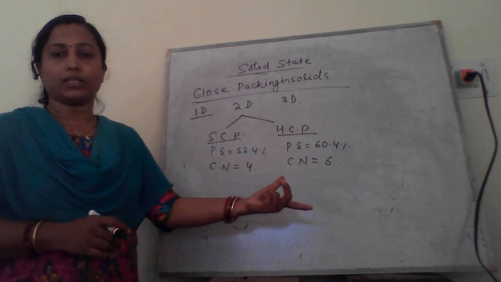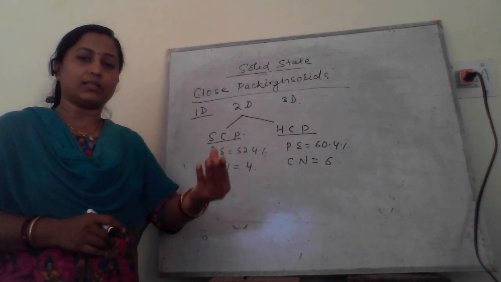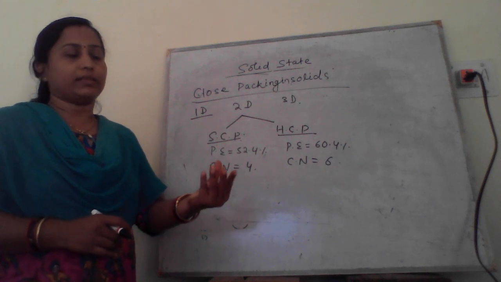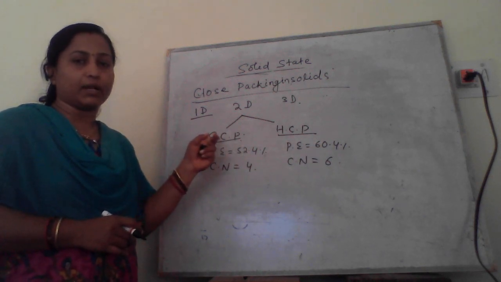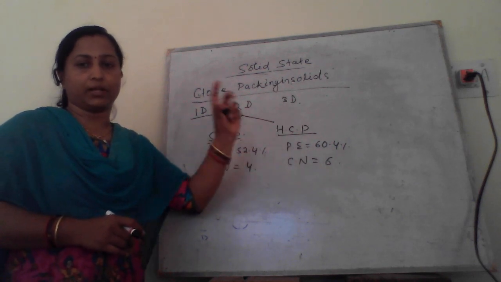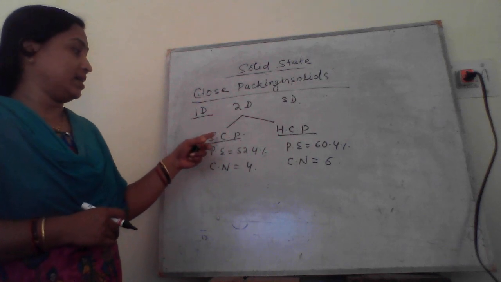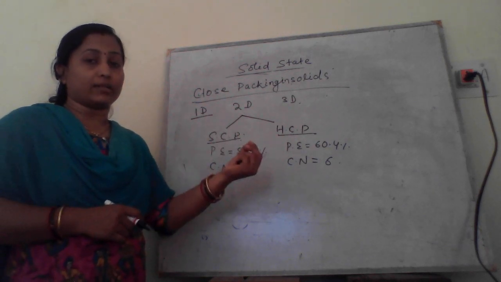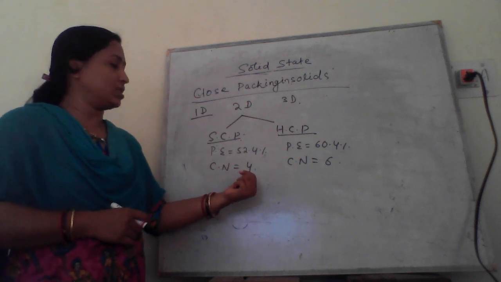So what is coordination number? That is the number of atoms which an atom touches simultaneously. That is its coordination number. So coordination number in hexagonal close packing is 6, because one atom simultaneously touches 6 atoms, whereas in square close packing, one atom touches 4 atoms. So the coordination number is 4.